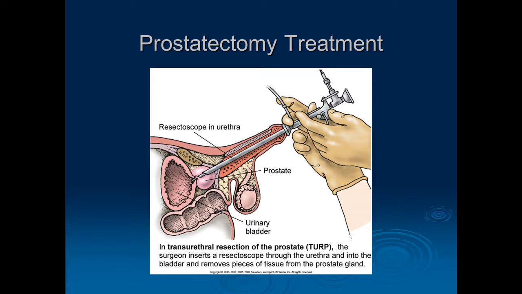Oftentimes the catheter will be taped to the abdomen or thigh for traction, and the patient is going to feel uncomfortable because the diameter of the catheter and the balloon pulling against them is going to make them feel like they need to urinate. They don't need to try to urinate around the catheter.